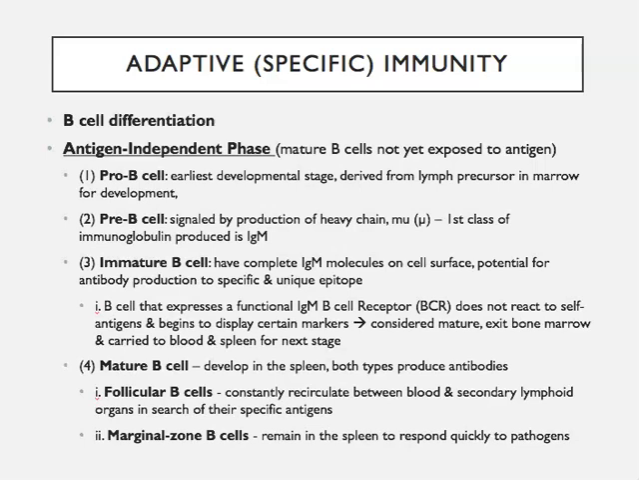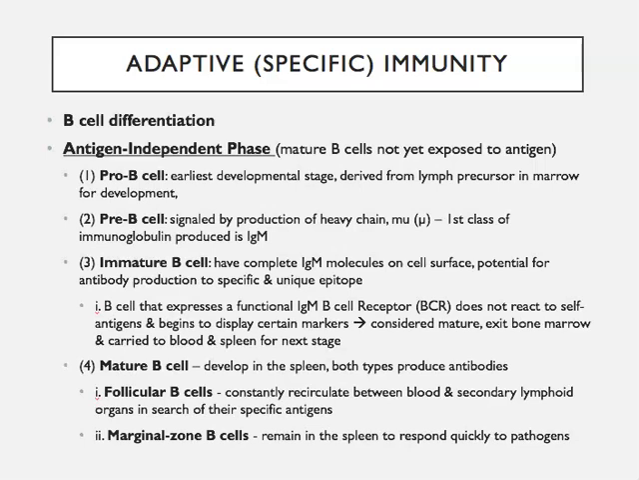Your immature B cell, so this has a complete IgM molecule on its cell surface, the potential for antibody production to specific and unique epitopes. So the B cell that expresses a functional IgM B cell receptor does not react to self-antigens. And remember, that's what we want. And it begins to display certain markers. So at this point, it's considered mature. It will exit the bone marrow and it gets carried to the blood and spleen for the next stage.